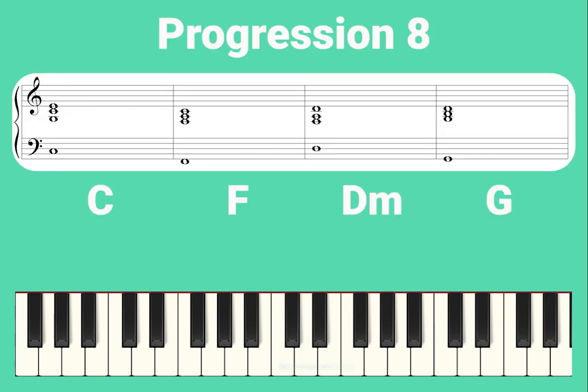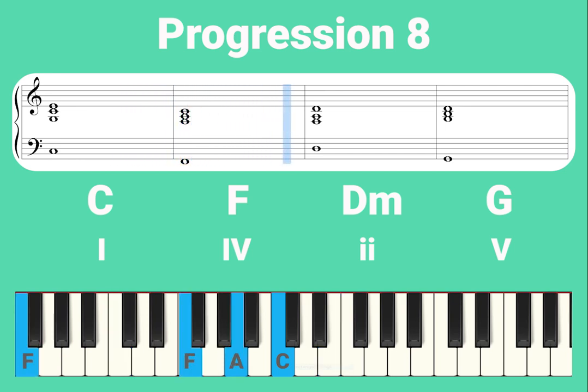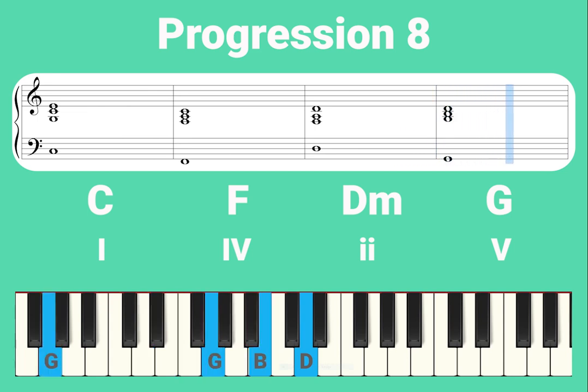On to progression 8, we have C, F, D minor, and G. That's chords 1, 4, 2, and 5. Finishing on G major gives this progression the feel that it is moving forward on a journey.